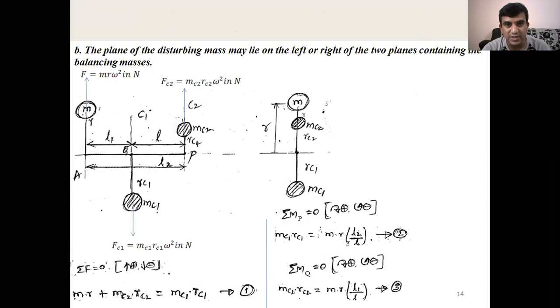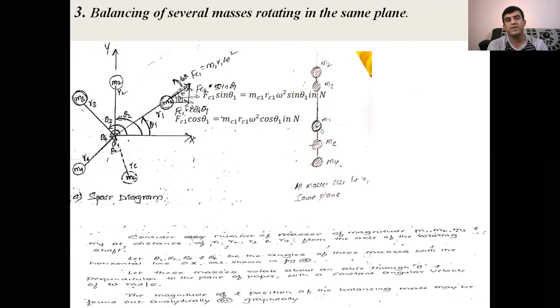Now, what we'll discuss next is very important from the exam point of view and also from the design aspects. What is that? Balancing of several masses rotating in the same plane. The best examples are a ceiling fan, a propeller shaft with propeller blades, or a mixer or grinder, where all the blades of the rotor are located in only one plane. Or if we take a two-wheeler bicycle rim, all the spokes are located in only one plane.